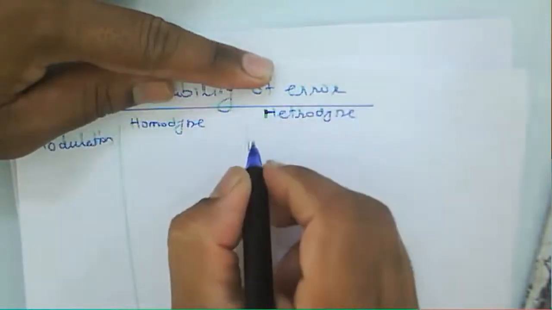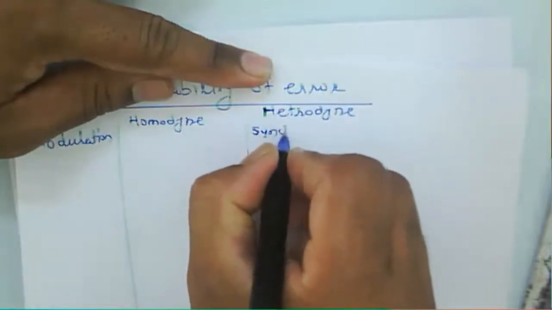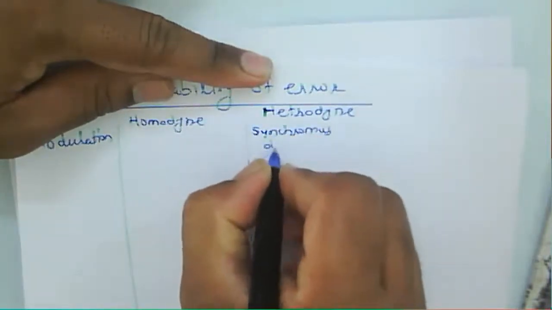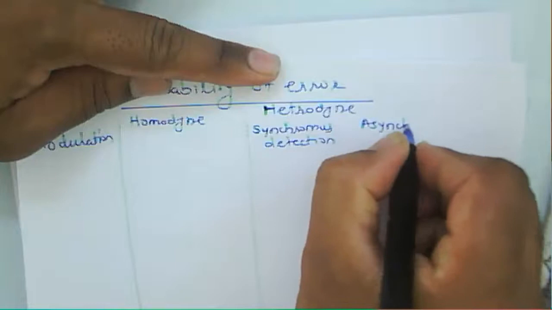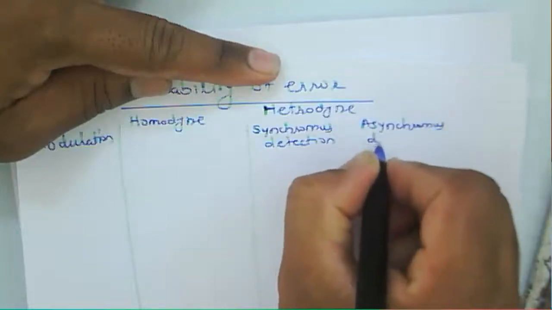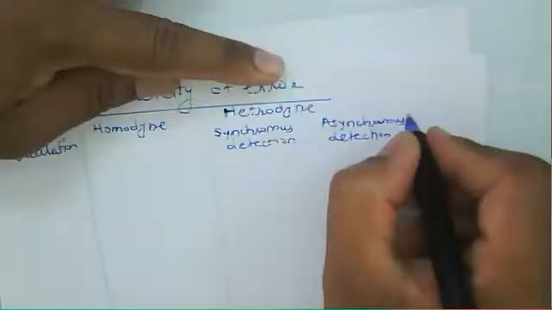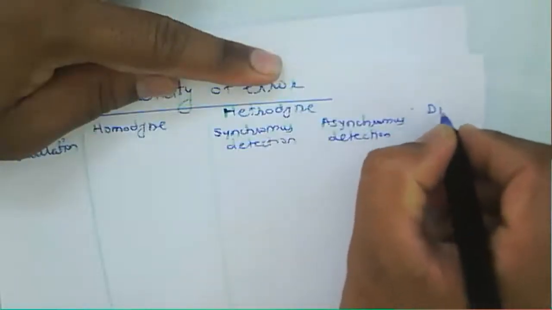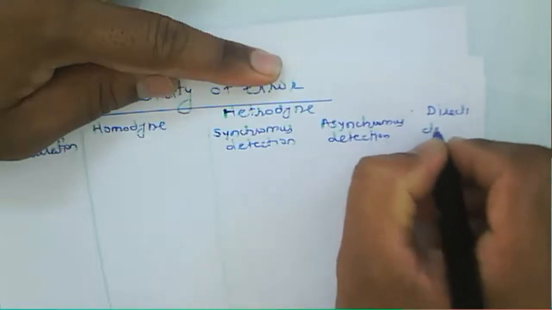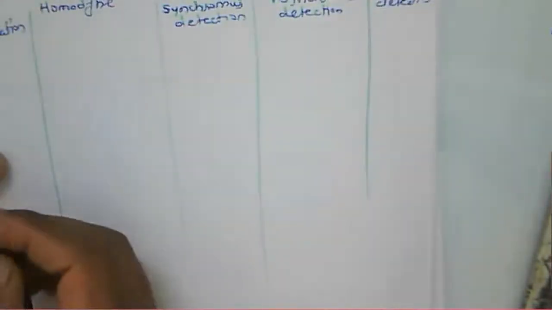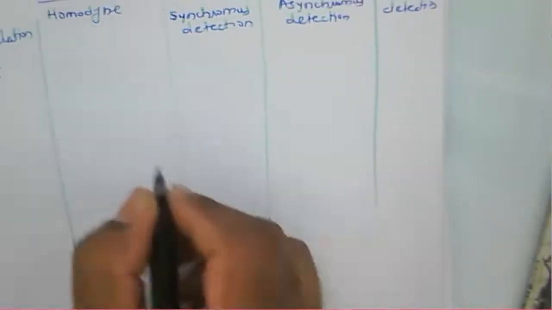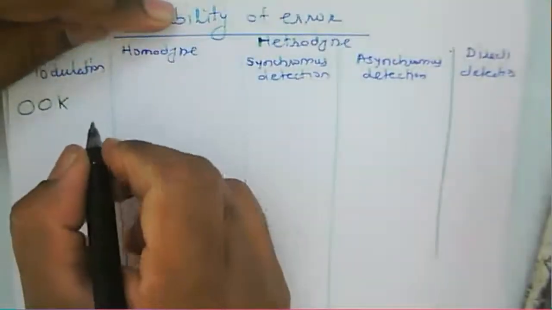Then we can say that in the heterodyne case we use synchronous detection, then we use asynchronous detection, then we can say a direct detection. Okay, now what will be the expression for the modulation here, amplitude shift keying or on off keying?